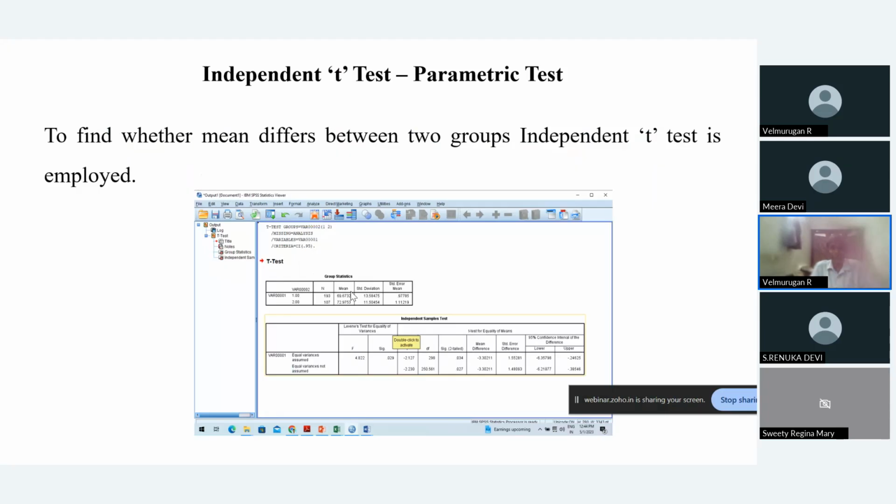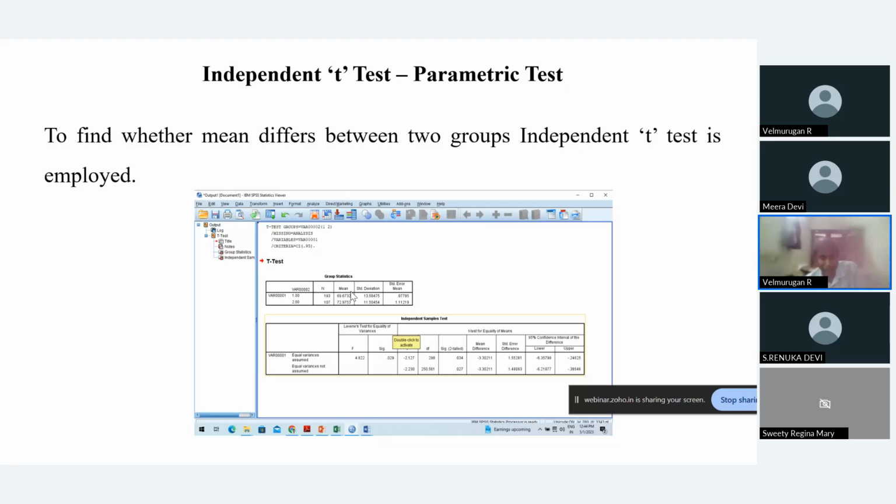Next, let me assume that our population is normally distributed. Then we will employ the independent t-test. The purpose of applying the independent t-test is to find whether the mean, meaning the average, differs between two groups. To measure whether average values differ between two groups, we can employ the independent t-test if your population is normally distributed.